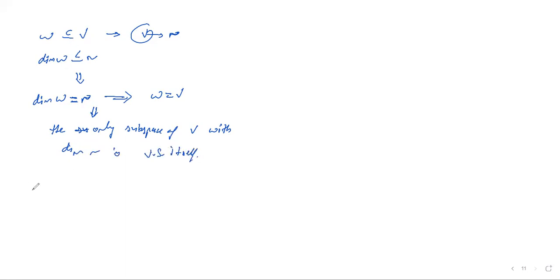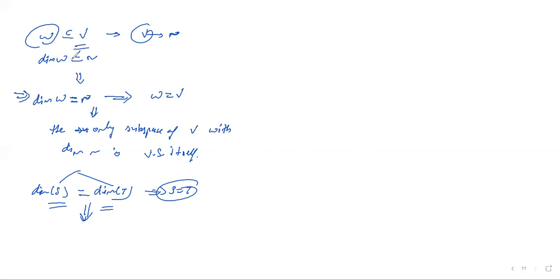When I say that the dimension of S and the dimension of T are equal, it does not show that S and T are equal, where S and T are subspaces. When the dimensions of two subspaces are equal, it doesn't mean that they are equal. But in this case, when W is a subspace of the vector space V, the dimension of W is equal to n only if W equals V. The only subspace of V with dimension n is the vector space itself.